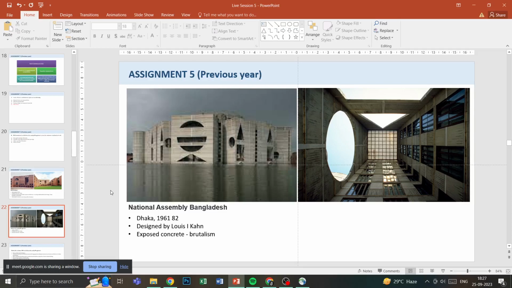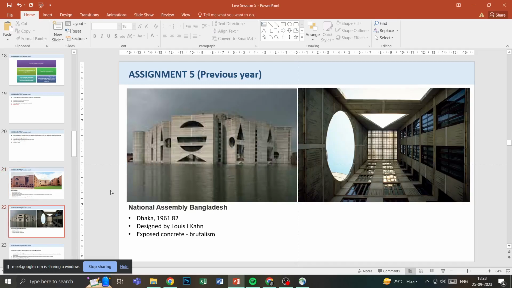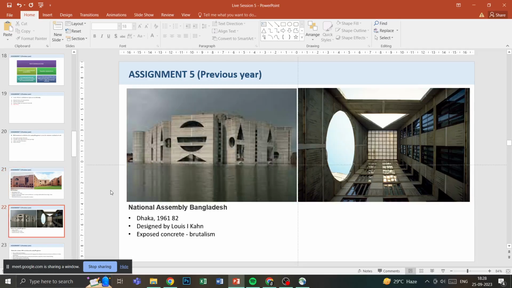However, you can see very clearly the use of plain facade, but with typical geometrical shapes. Here you can see in National Assembly Bangladesh the use of circles, semicircles, triangles, and in IIM Ahmedabad you can see semicircles and circles being used over here.